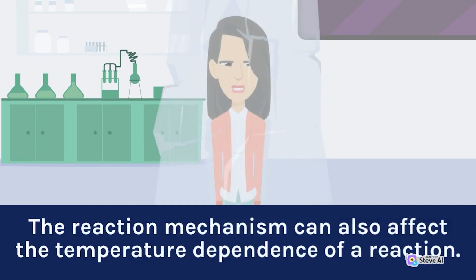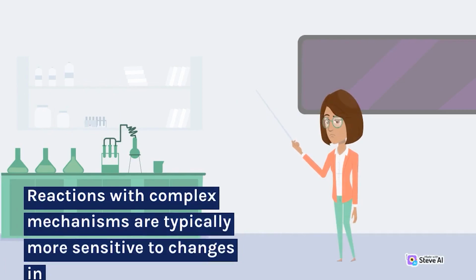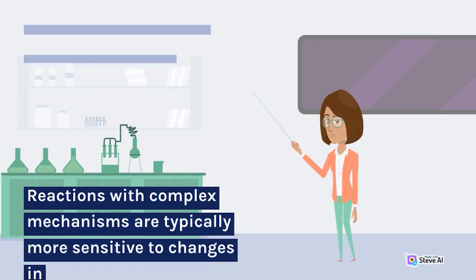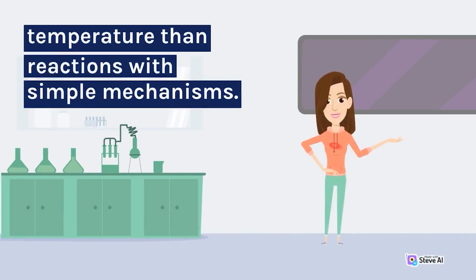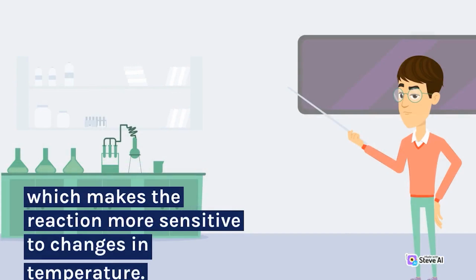The reaction mechanism can also affect the temperature dependence of a reaction. Reactions with complex mechanisms are typically more sensitive to changes in temperature than reactions with simple mechanisms. Catalysts can also affect the temperature dependence of a reaction by lowering the activation energy, which makes the reaction more sensitive to changes in temperature.